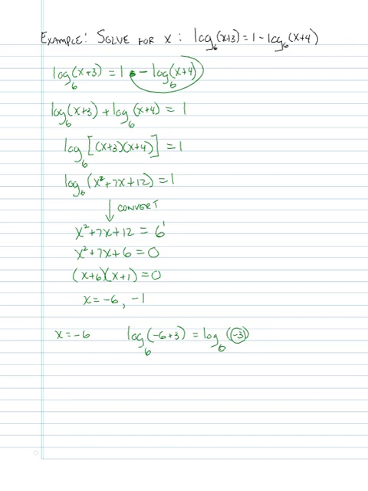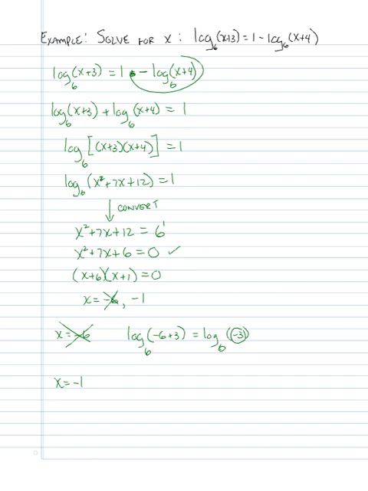So this -6 is an extraneous solution. Now, certainly it is a solution to this quadratic equation, but it's not a solution to our original equation. And so we have to throw out -6 as a solution. It won't work. Well, what about -1?